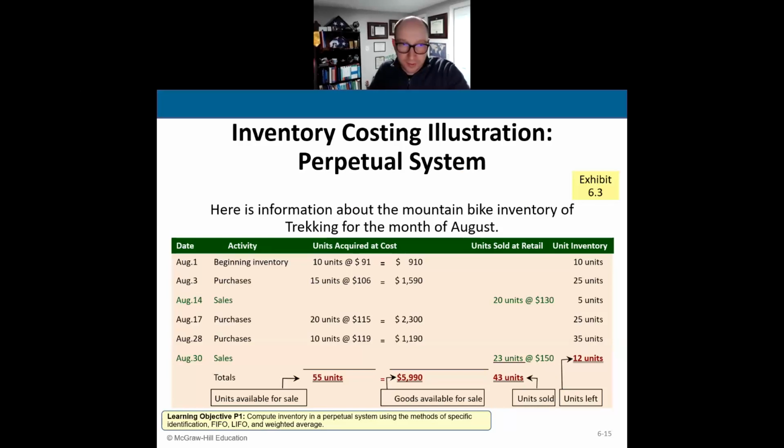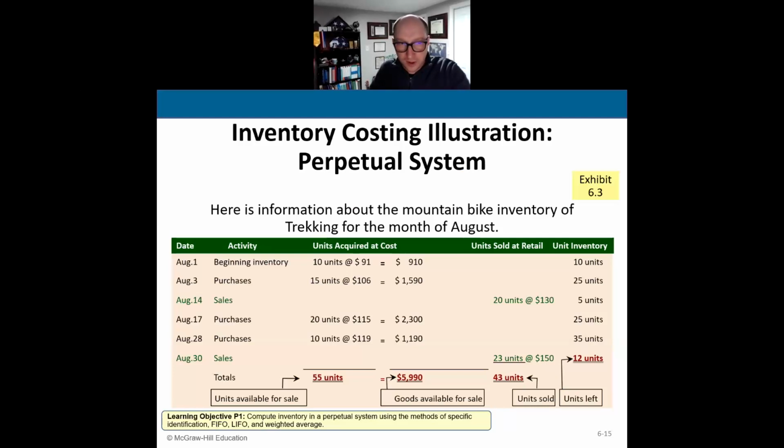On August 14th, we had an awesome sale. We had a bunch of people come in on August 14th. They purchased 20 mountain bikes in total, and we sold each mountain bike for $130 apiece.